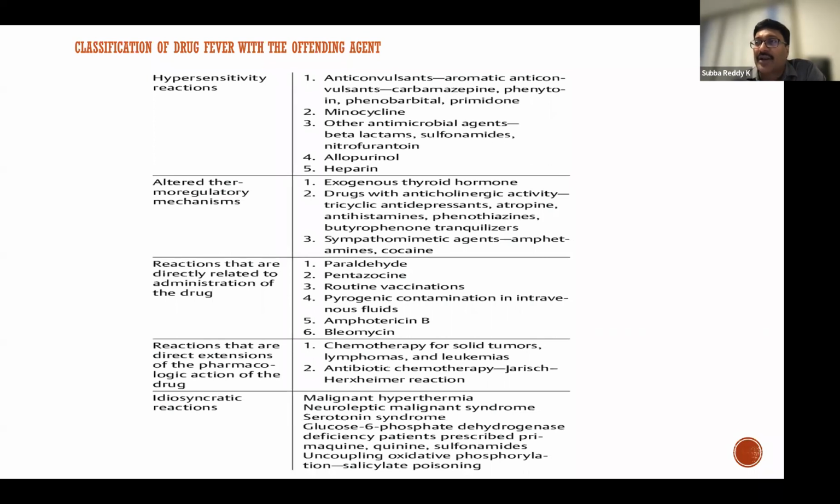But the most commonly blamed drugs for drug fever are phenytoin, carbamazepine, and atropine, and to some extent even corticosteroids can cause it. And then sometimes when we give drugs like amphotericin B, they can cause thrombophlebitis, and amphotericin B itself can cause fever. And trimethoprim-sulfamethoxazole can also cause drug-induced fever. And some drugs can cause idiosyncratic reactions and malignant hyperthermia. So all these are the causes of drug fever.